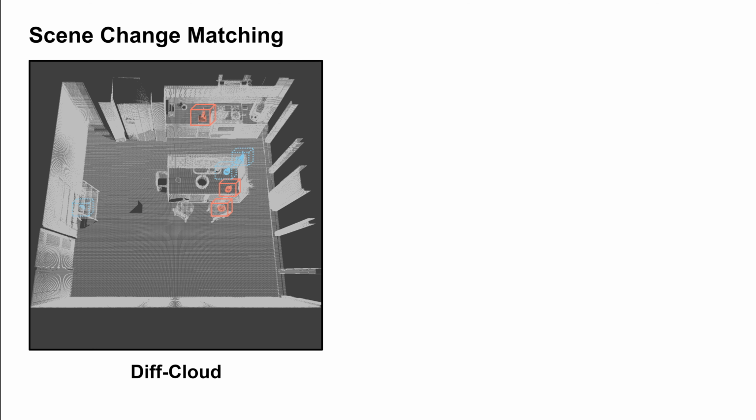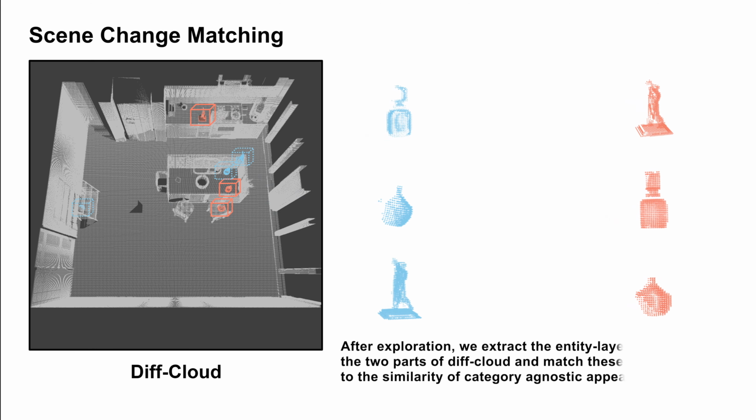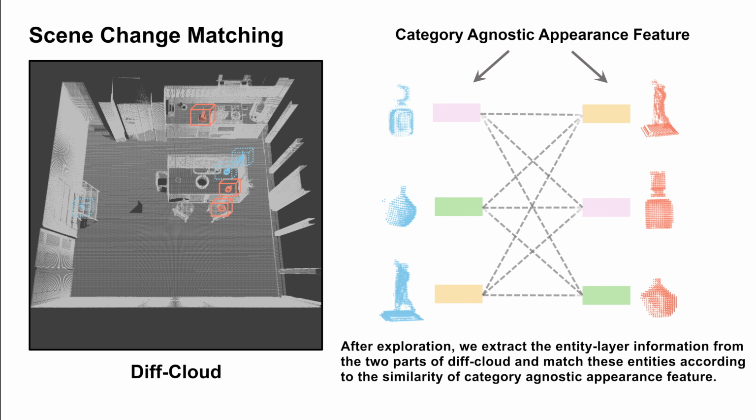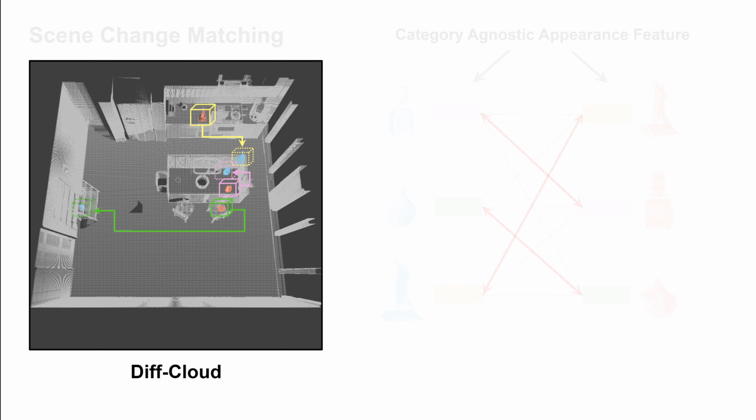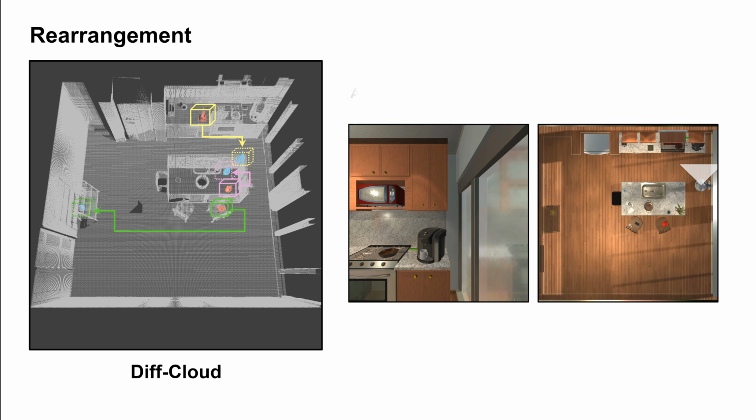To recover the scene configuration, we need to match changes across various locations in the scene. Since the diff cloud contains only some points in space, we first extract the entity layer information from it, and then perform scene change matching on the entity level depending on the similarity of category agnostic appearance feature. This process can be regarded as the weighted bipartite graph matching.